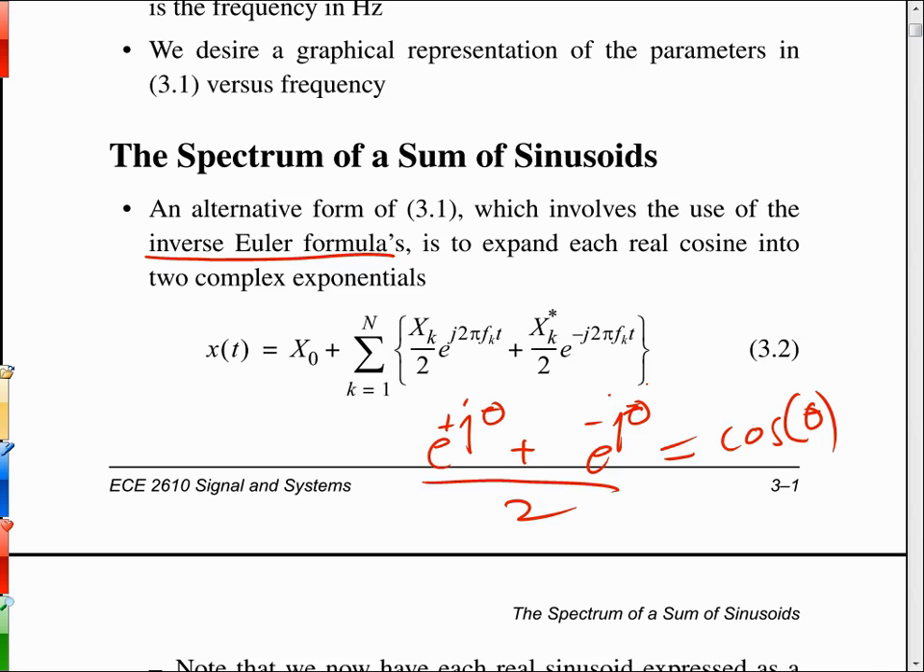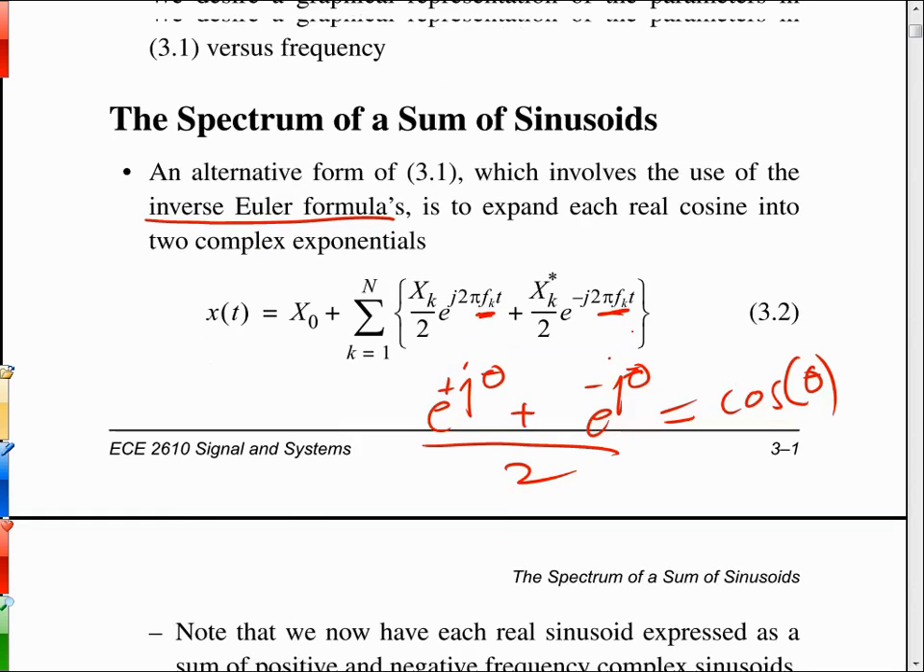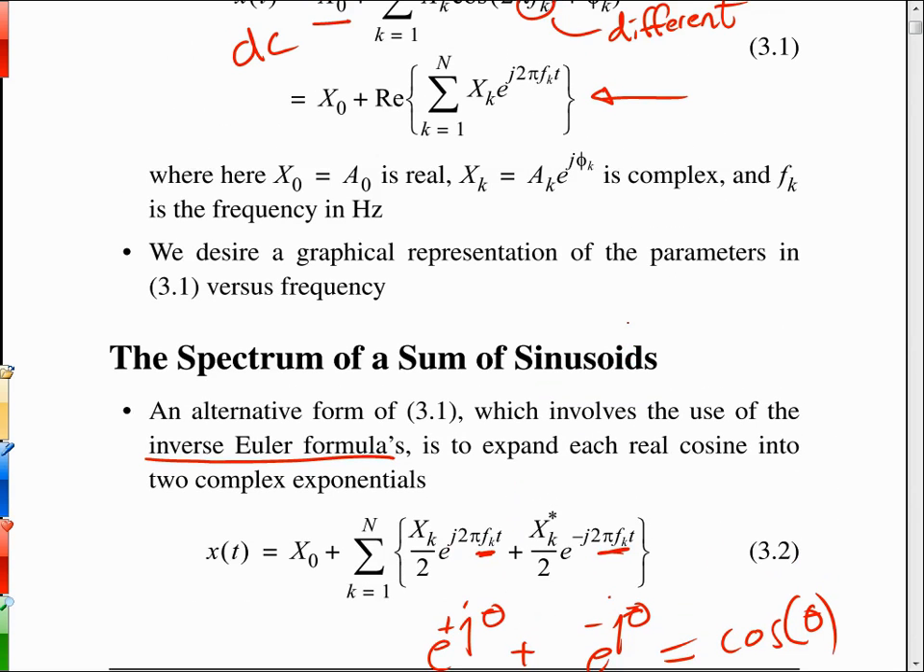We have a cosine that breaks apart into two complex sinusoids, one that's spinning clockwise and the other spinning counterclockwise. One that has a positive frequency, this one has the positive frequency, and then this one has the negative frequency. And then when we do this breaking of the terms apart, we also break apart the amplitude and the phase into a complex term x sub k, and that's the same x sub k that we have up here. Its magnitude is a k and its phase is phi k.